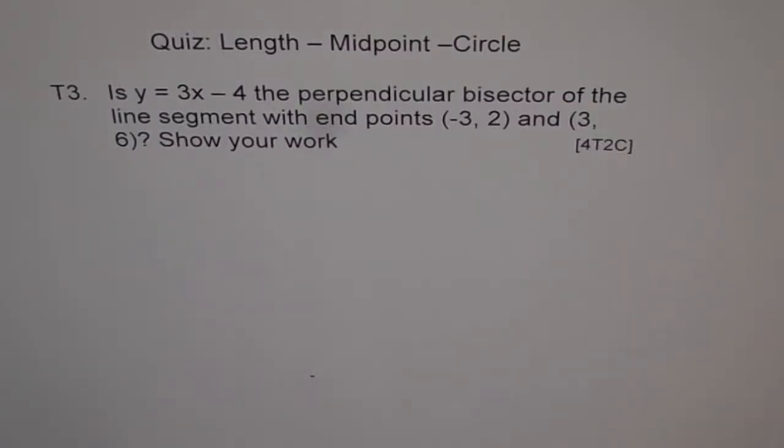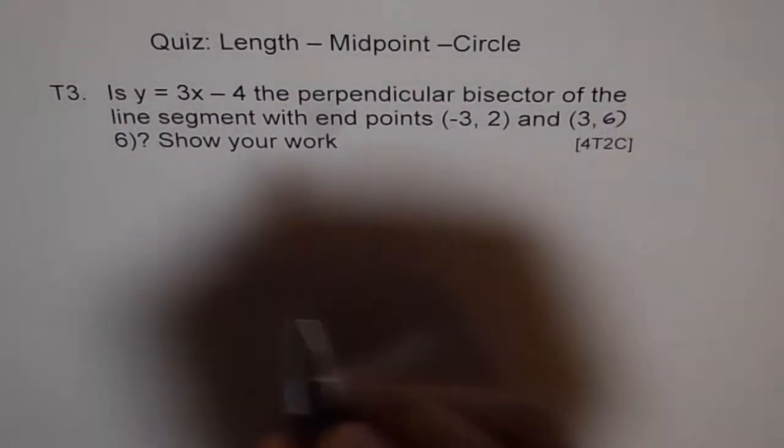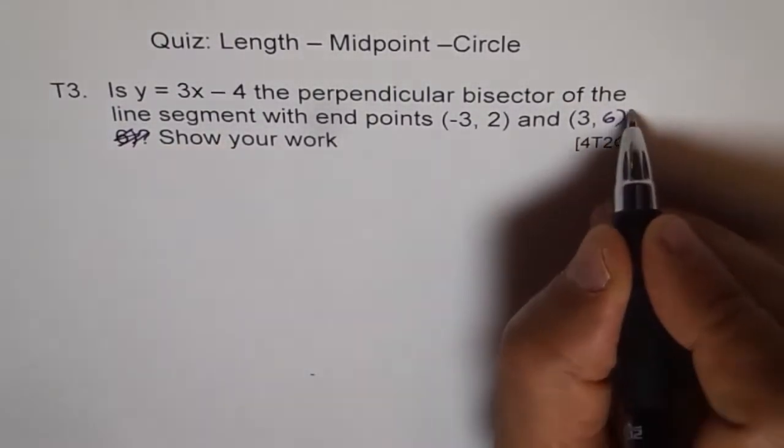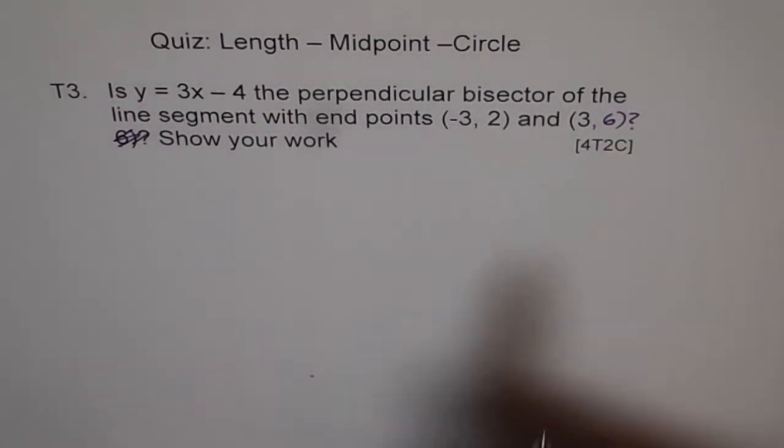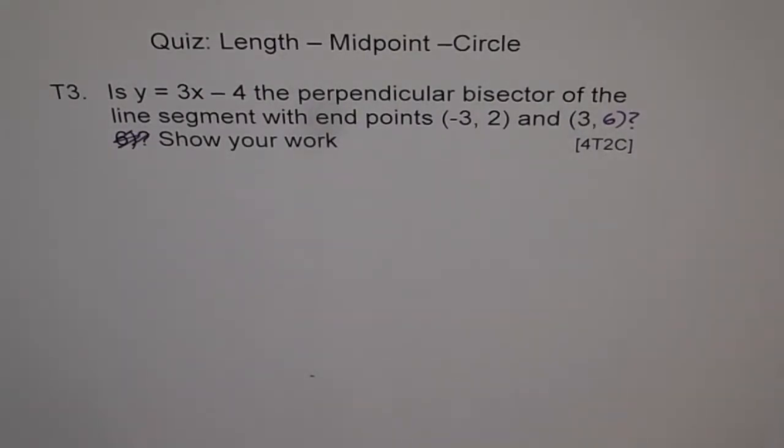Here is another thinking problem, and it also deals with perpendicular bisector, just as we had thinking problem T1. It's kind of a variation similar to that. T3. Is y equals 3x minus 4 the perpendicular bisector of the line segment with endpoints minus 3, 2 and 3, 6? We can write 6 here and close the bracket. Show your work. It is 4 thinking and 2 communication. So remember, when you are explaining this, you should really communicate well.